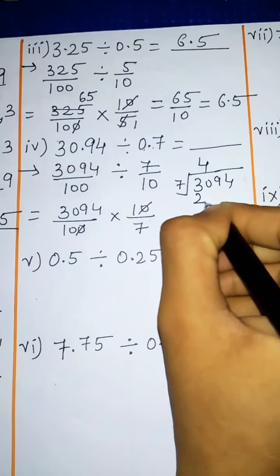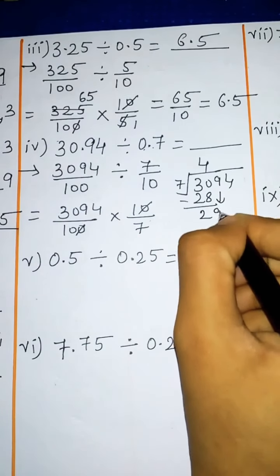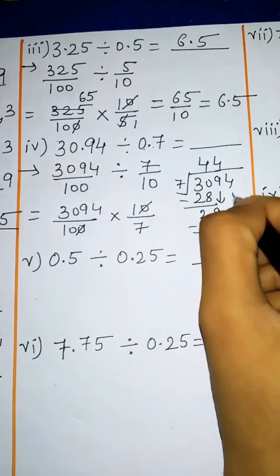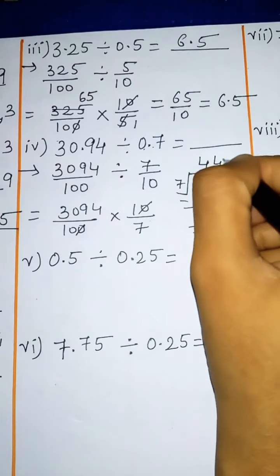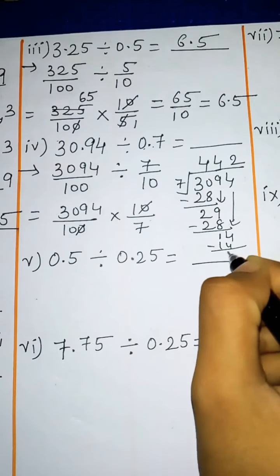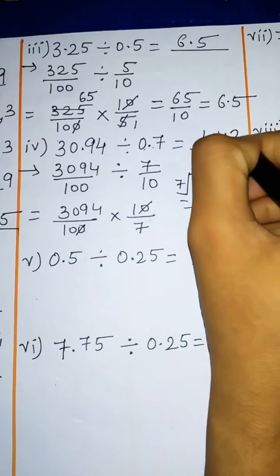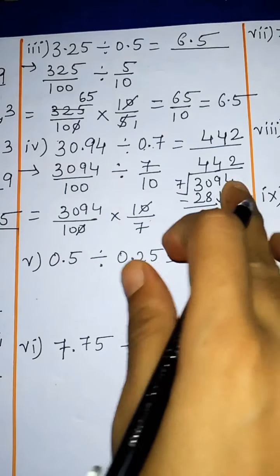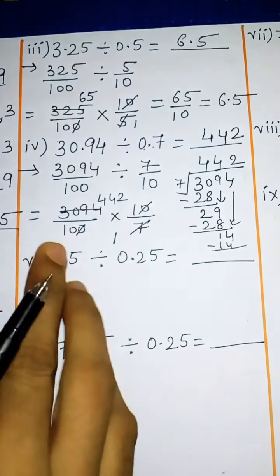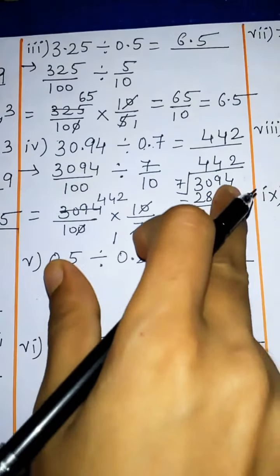So 7 4s will be 28. 30 minus 28 will be 2 and this 9 I will take down. Again 9 minus 8 will be 1 and this 4 I will take down. So 14 means 7 2s. So 4 4 2. 7 2s is 14. 14 minus 14 will be 0. So 442 is our answer. 7 1s and 7 4 4 2s is 3094. So this way, if you are not comfortable orally, you can divide and check like this on the side.